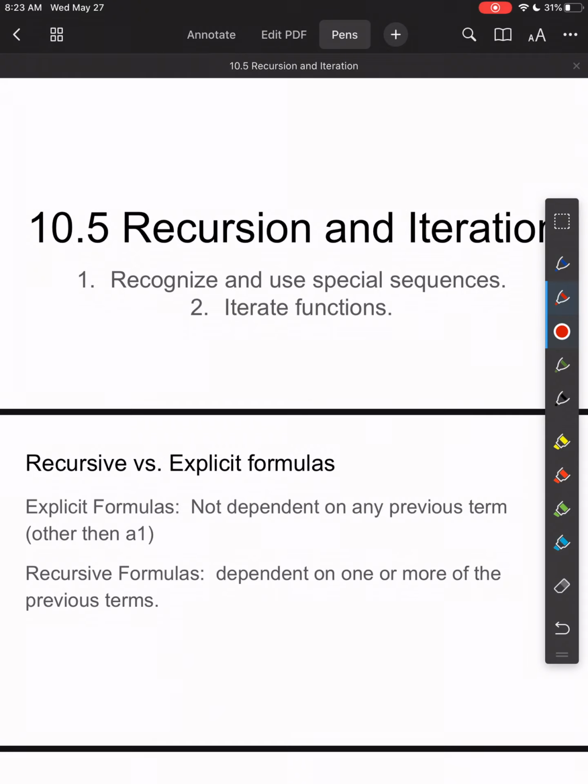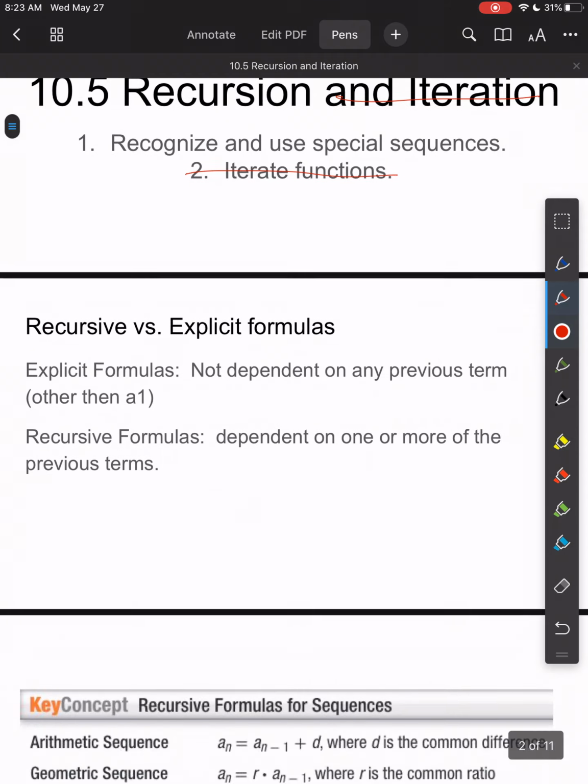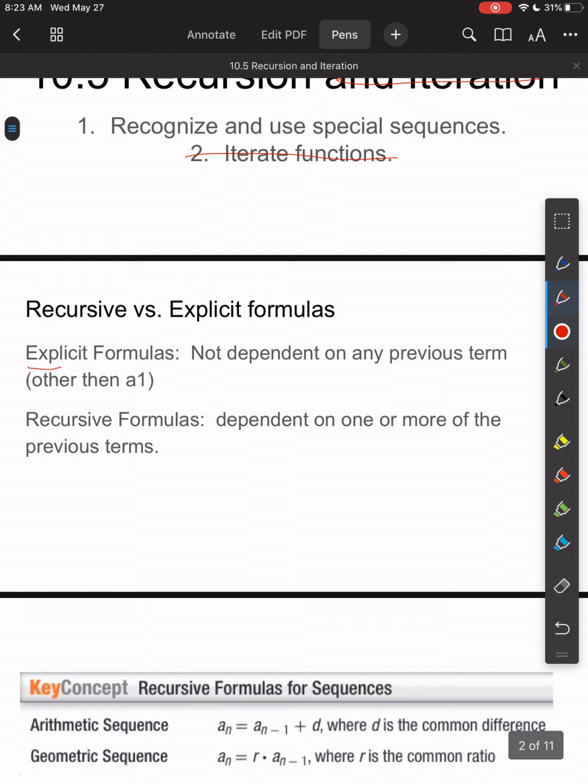Okay, for 10.5, recursion and iteration. What we're going to focus on in this video is just the recursion part of this lesson. So recursion, what that means, real quick, is this. Up until this point, we've been dealing with explicit formulas where nothing's dependent on any previous term. We're just using rules.